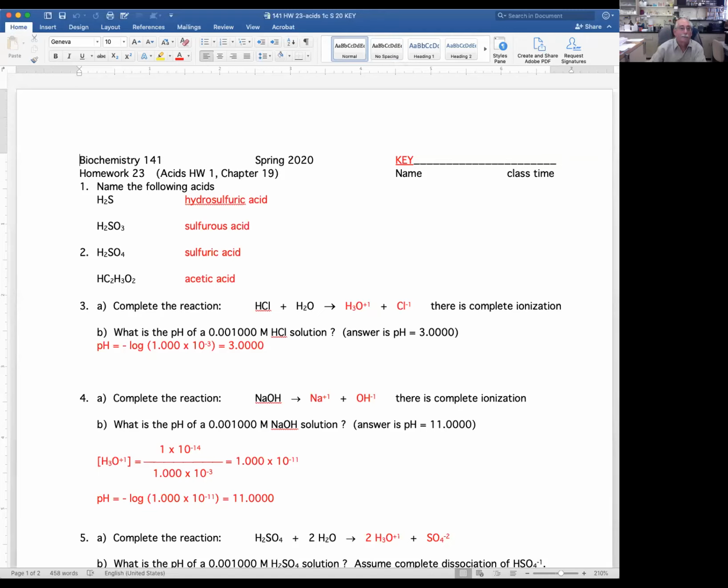Okay, so you had 3 homeworks on acids and bases, right? So here's the first one. This is just naming them.